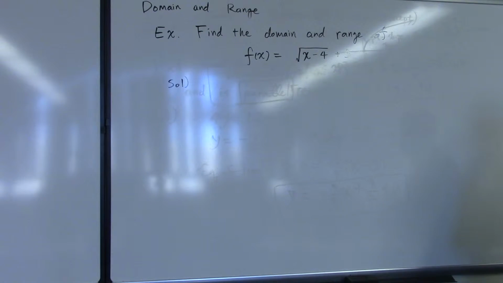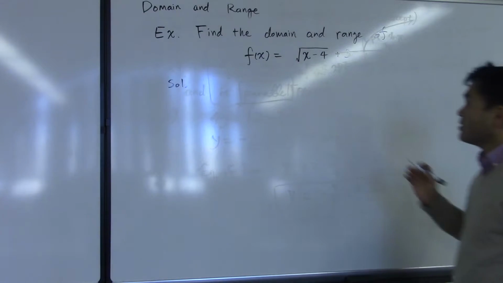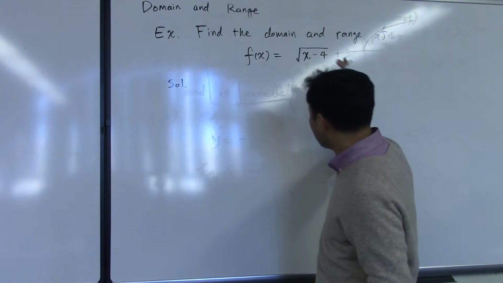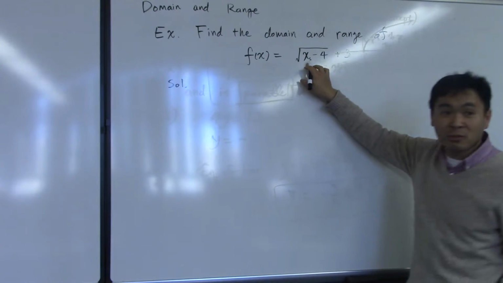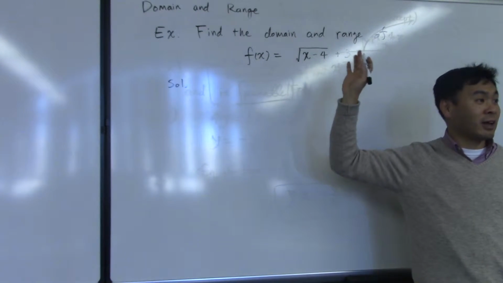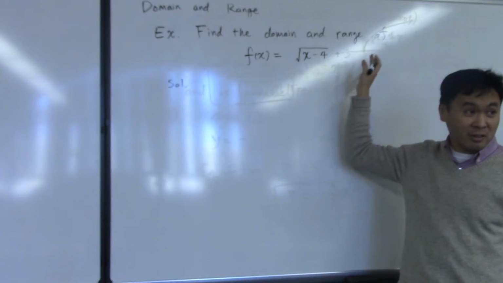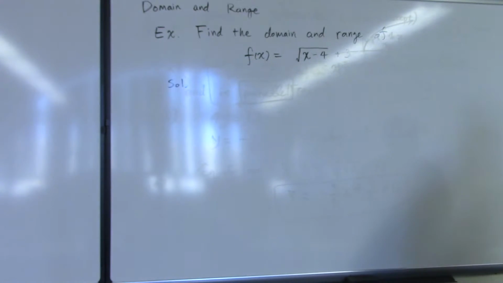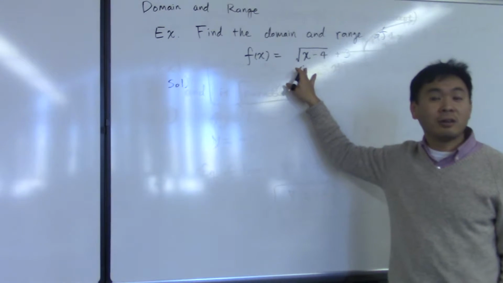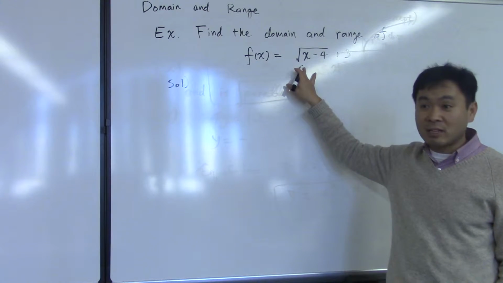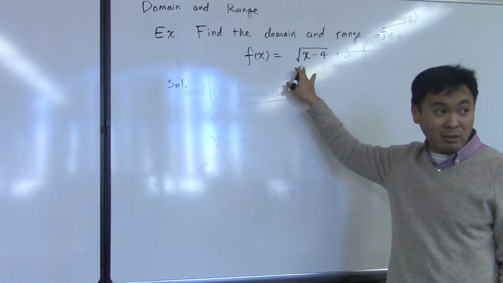Okay, first let's think about the domain of this function. What is the domain of a function? It's the collection of allowed values for x. What are those values of x that can be plugged in here? Now, what do you have to watch out for when you see a square root? Negatives. You can't have negatives inside the square root. You should always have positives, right?